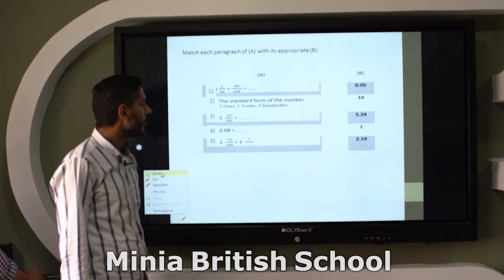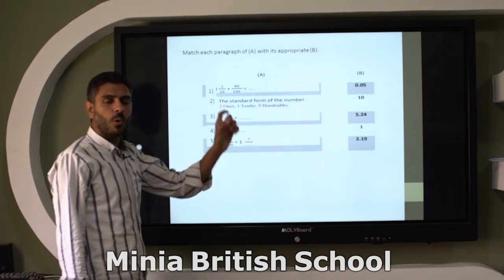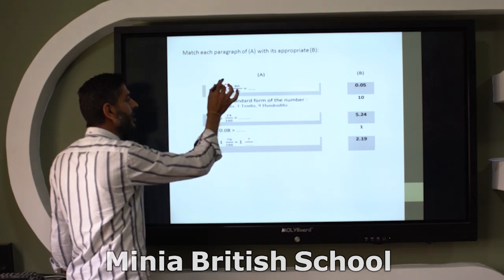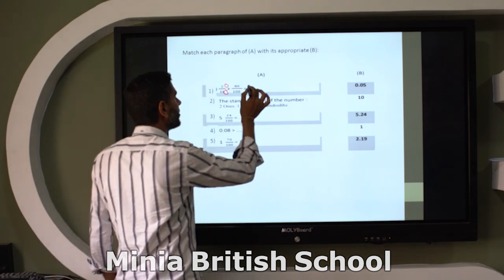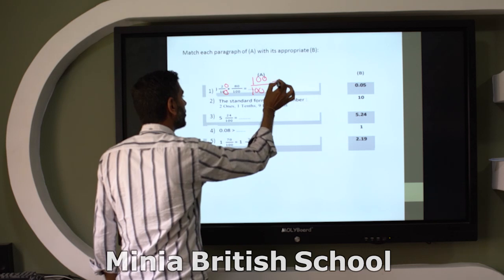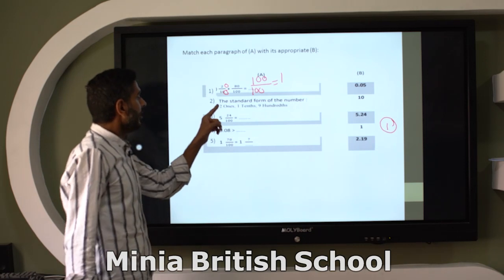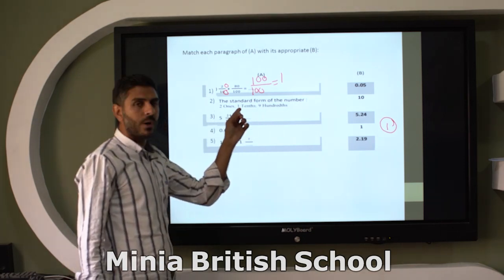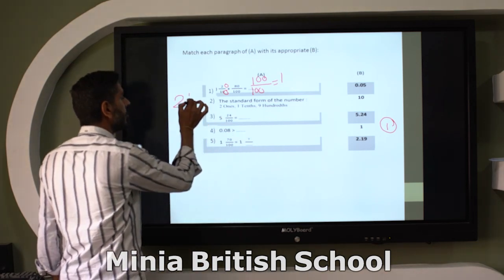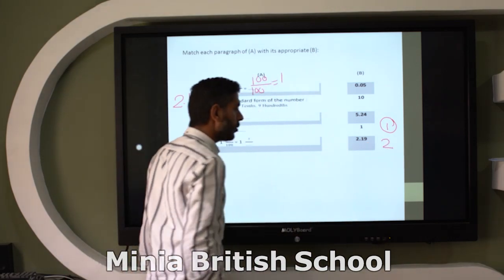Match. 2/10 plus 80/100. At first add 0 up and down here. So 20/100 plus 80/100 will be 100/100 equals 1. So here it's number 1. Then the standard form of the number 2 ones 1 tenth 9 hundredths will be 2.19. 2.19, it's number 2.